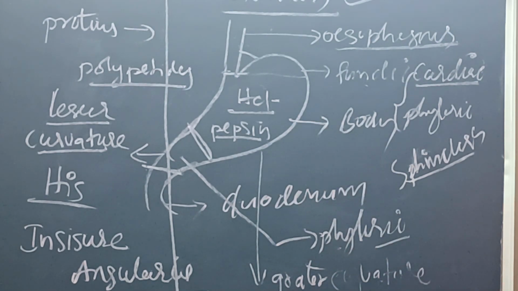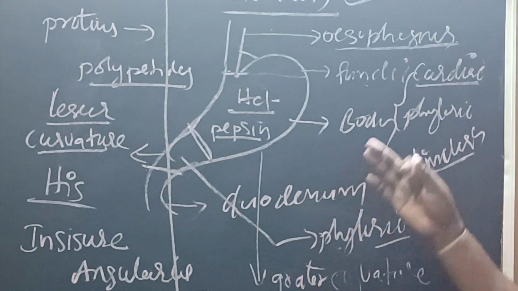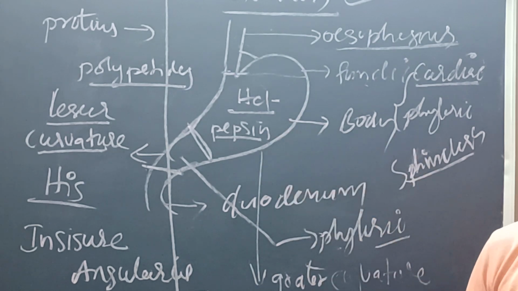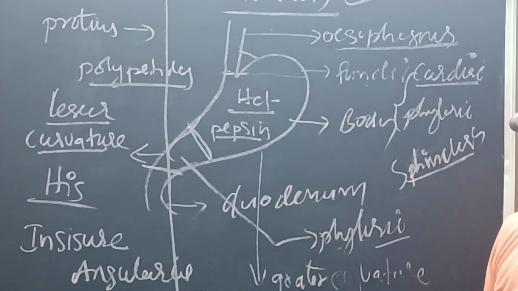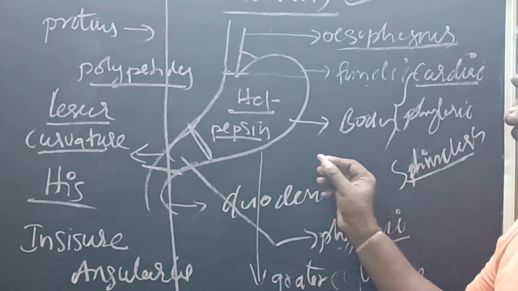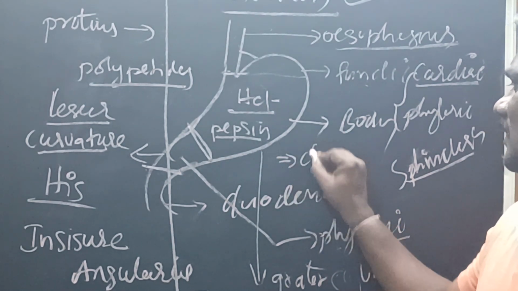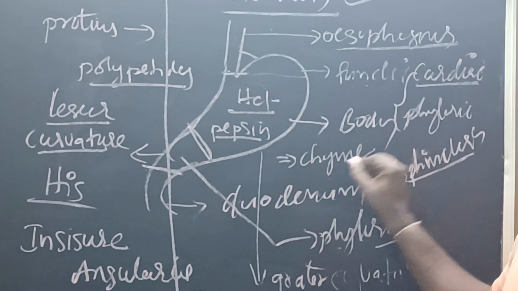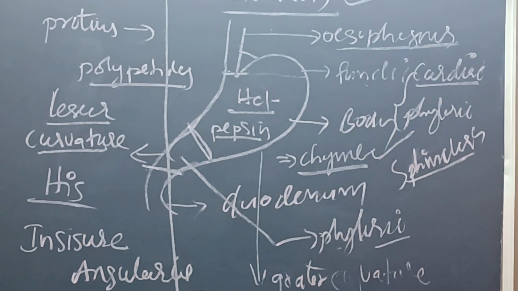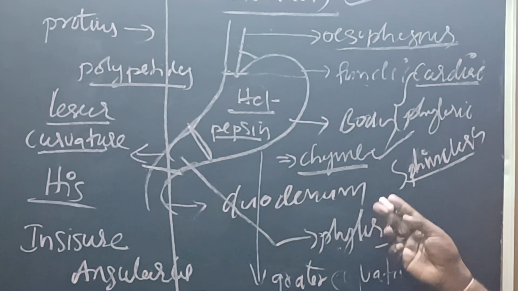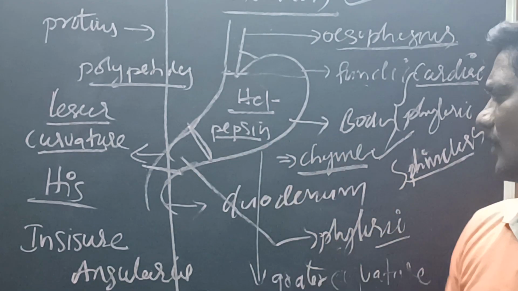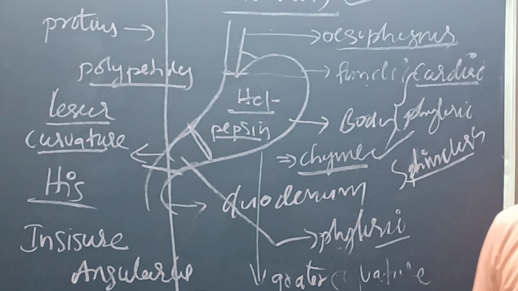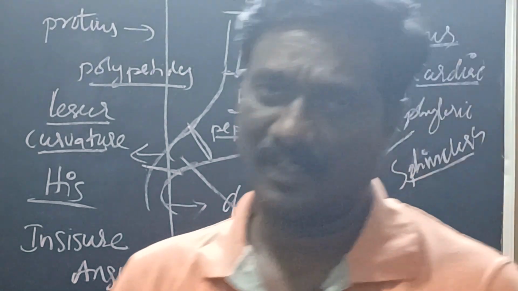Because of the peristaltic movements of the rugae, the food churns thoroughly, mixes thoroughly with acid, and changes into a semi-solid condition. This food is called chyme. This food is sent into the next part, the duodenum. This is about the stomach. Okay, thank you. Next class we will discuss some more points.